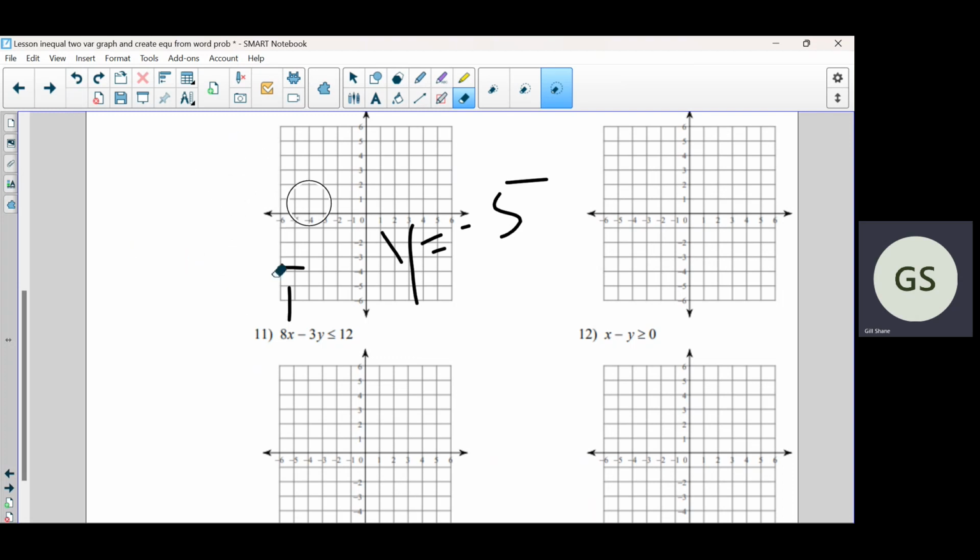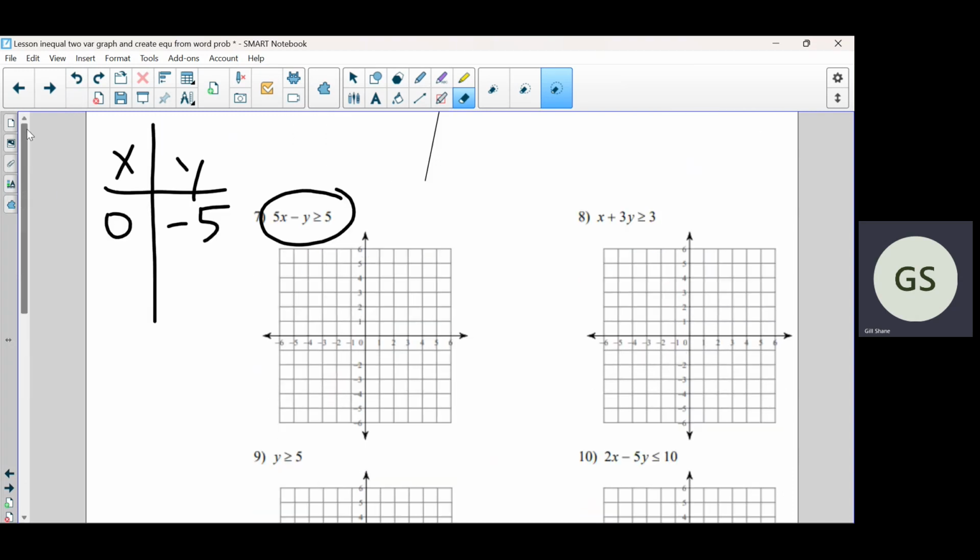Get rid of all of this. So now, I could pick any number I wanted for either variable right now. I could pick 1 for x, I could pick 10 for x, I could pick 1 for y. I'm going to pick 0 for y. In this case, that's going to work out really well.